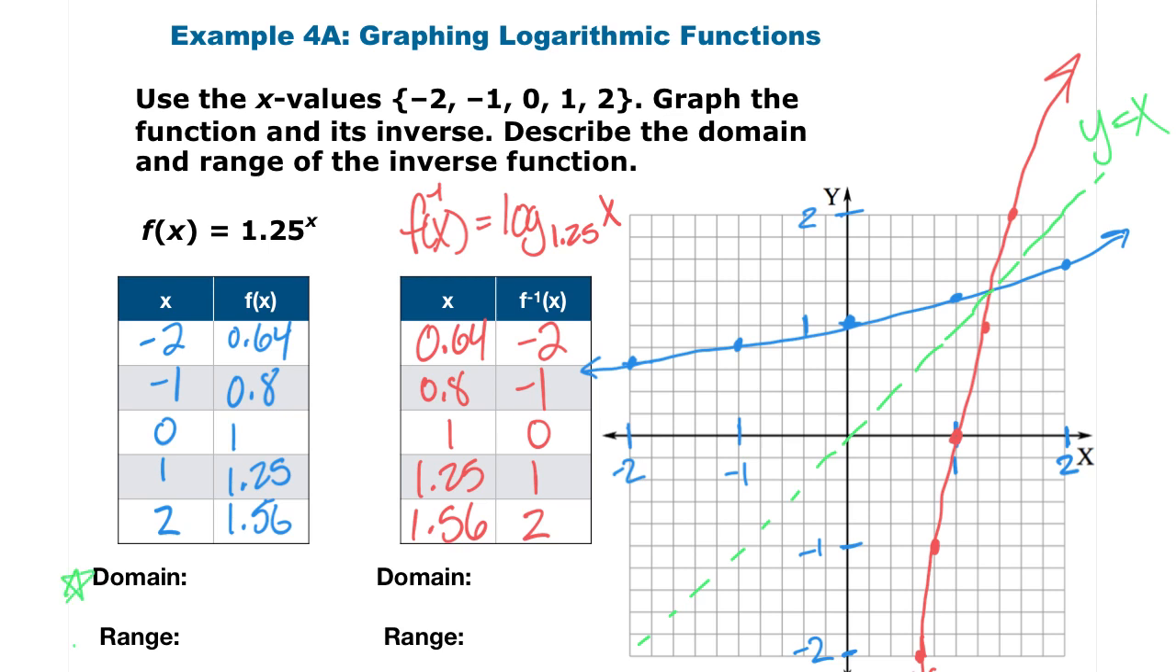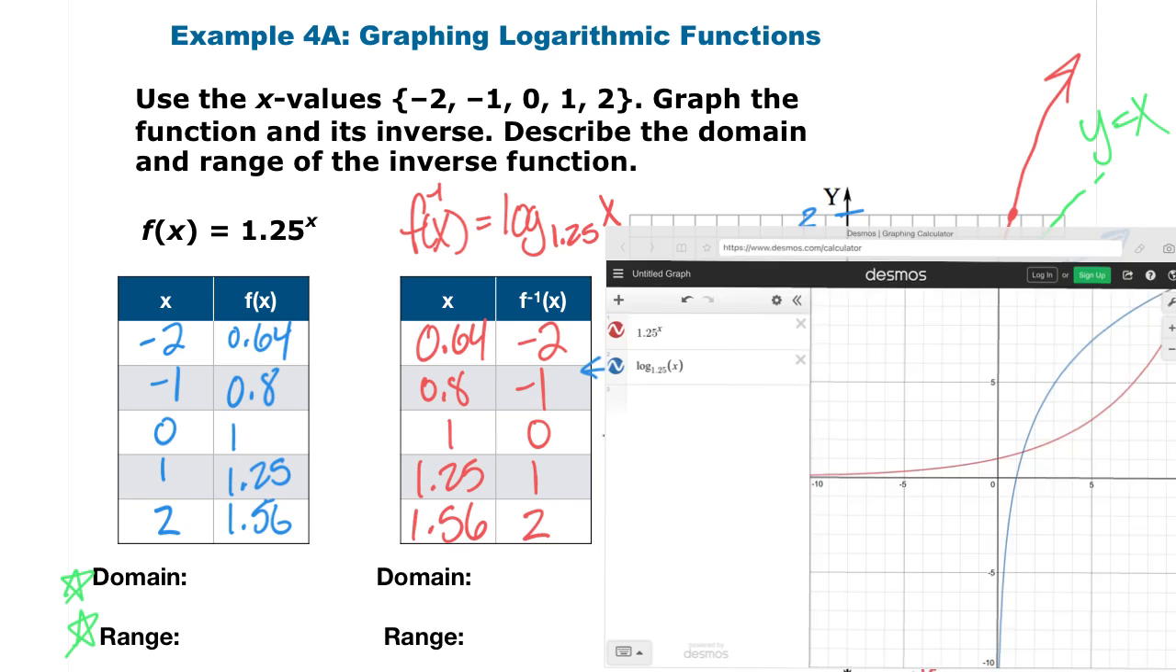For the domain and range, let's graph them on Desmos so we can get a better picture of what this looks like. For domain and range, looking at our blue one, this is our original 1.25 to the x. We can see that the domain is the x values. That's going to be all reals. The range for our y values looks like y can only be greater than or equal to 0 because it looks like our x-axis here is the asymptote. That line gets close to it but never touches.